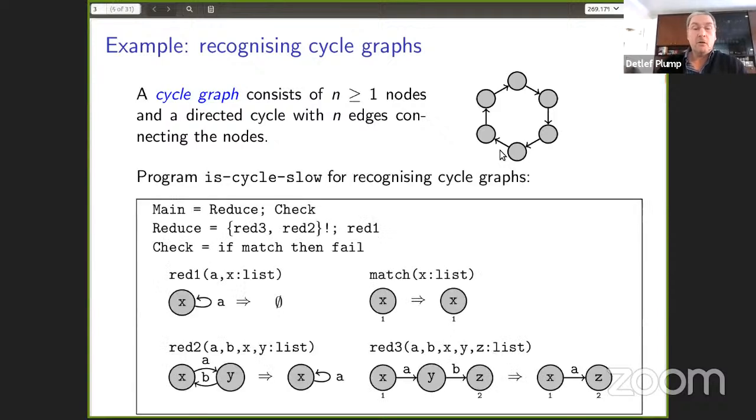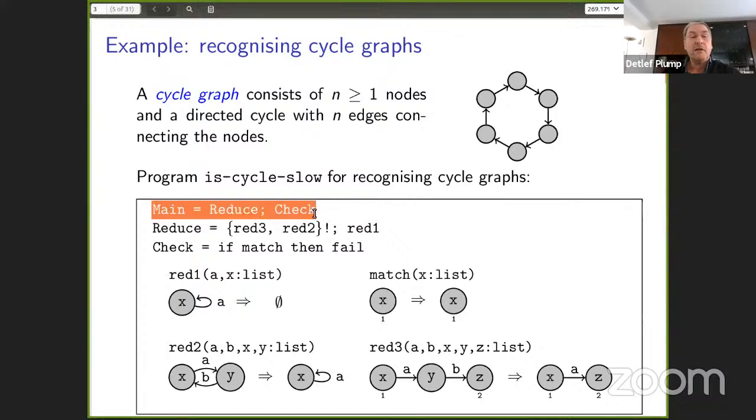So how could that look in GP2? Here is a simple program called is cycle slow, for obvious reasons, because this is not yet the kind of program which is really fast, but I want to explain how GP2 works and how we can turn this into a more efficient program. There's a main program, reduce then check. Reduce and check you can see as simple procedures or actually macros. Here's the definition of reduce. We have two phases: first reduce, then the semicolon is the usual sequential composition, and after that there's a check.